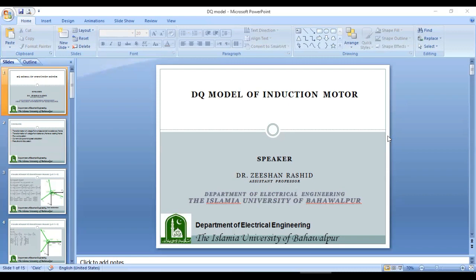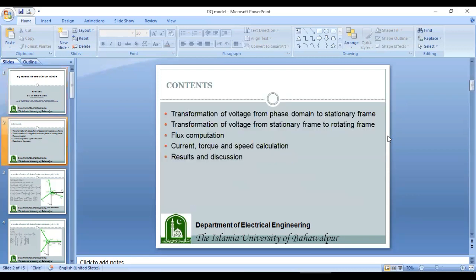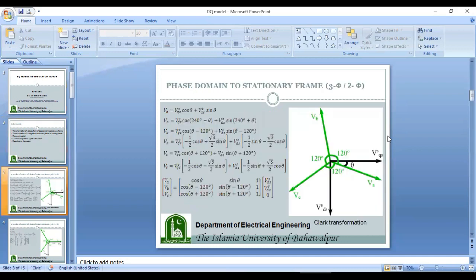The contents of this presentation are the transformation of voltage from phase domain to the stationary frame, and then the transformation of voltage from stationary frame to the rotating frame, and then flux computation, the calculation of current, torque, and speed, and finally I will discuss the results and discussion.